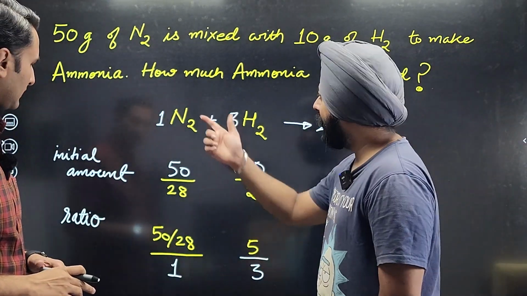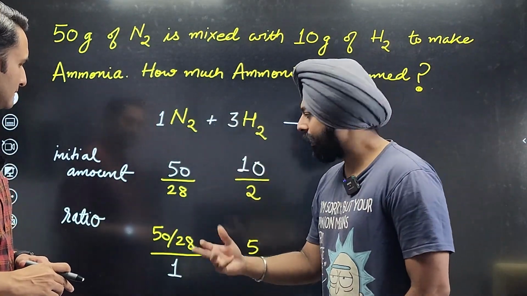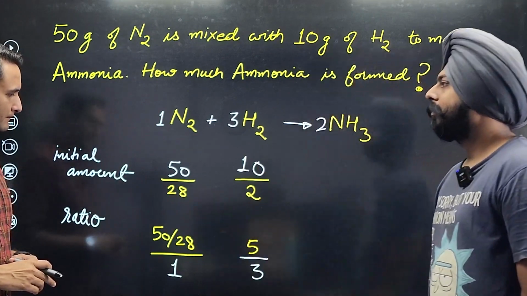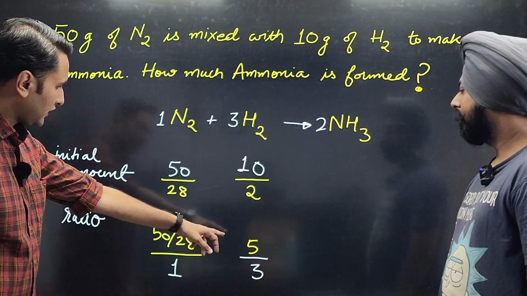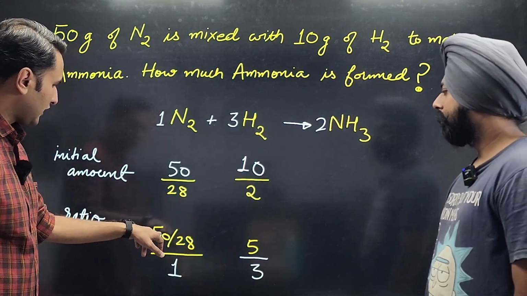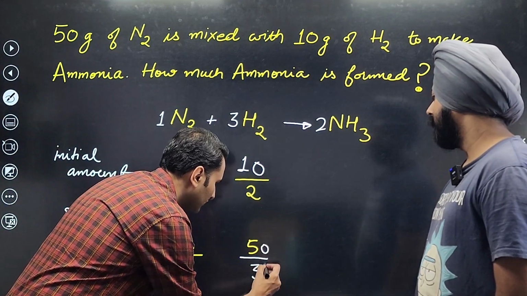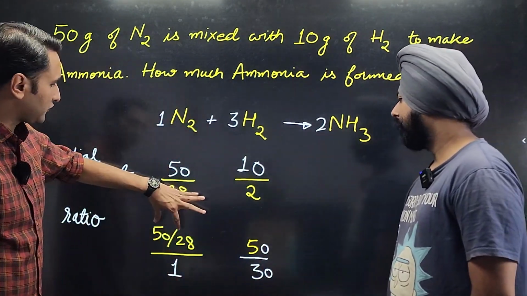Now to figure out इन दोनों में से limiting reagent कौन सा है, which number out of these two is smaller? तो ये है 5 by 3 और ये है 50 by 28. सो दिस कैन बी रिटन एज 50 by 30. 50 by 30, 50 by 28.